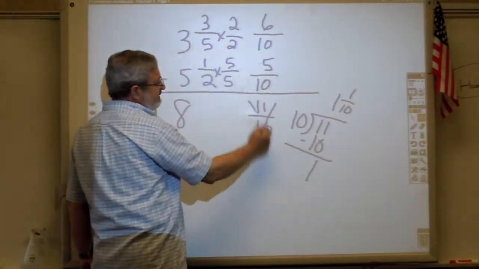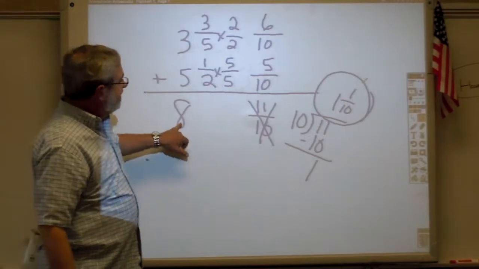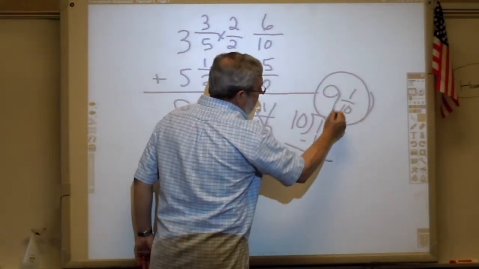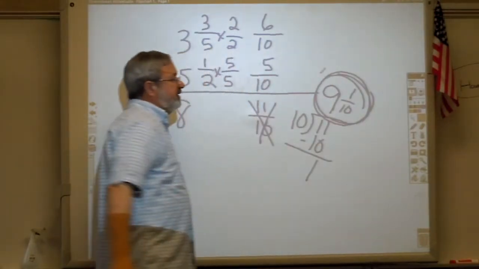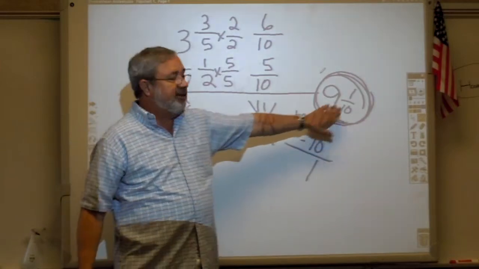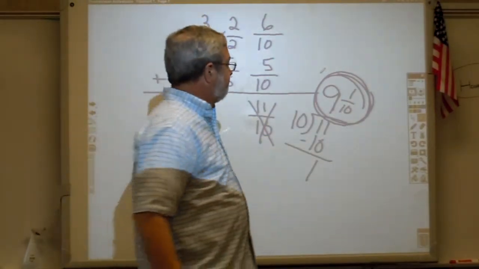So 11/10 turns into 1 and 1/10. And I'm going to add this 8 to it right here. So 8 plus 1 will give me 9 and 1/10. Now I hope that didn't mess you up good. 8 plus the 1 and 1/10 will give me 9 and 1/10. Go back and replay that if you need to.